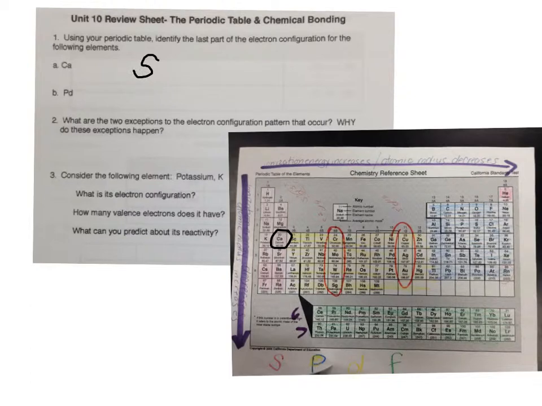How many electrons are in it? We're going to count over the s block. We're going to go 1, 2. So it's s2, meaning there are 2 electrons in the s shell. Now which s shell? We look at the period. For calcium, it goes 1, 2, 3, 4. It's in the 4th period, so the last part of its electron configuration is 4s2. Let's try another one.